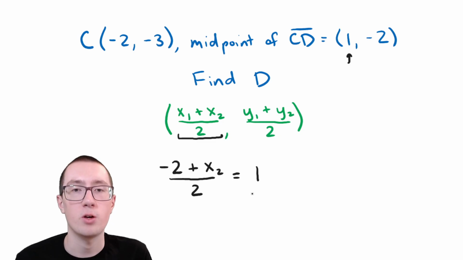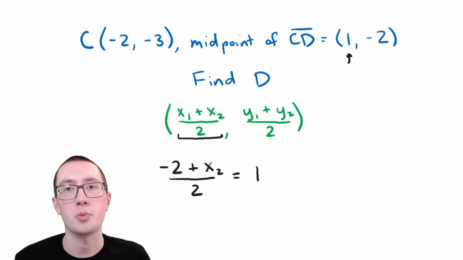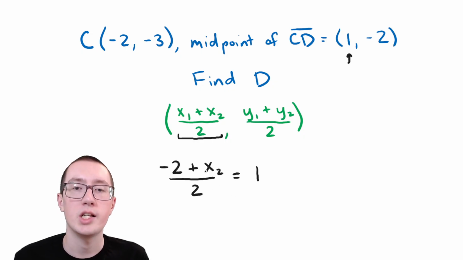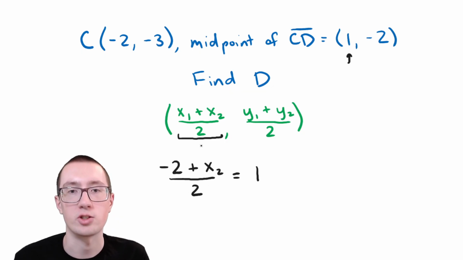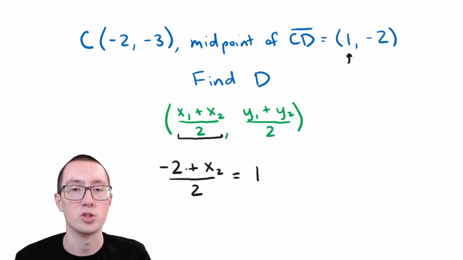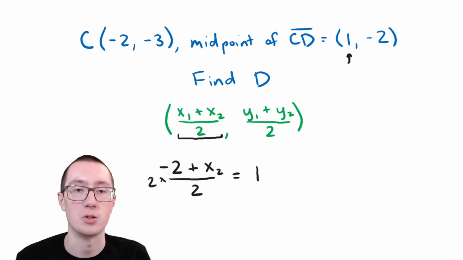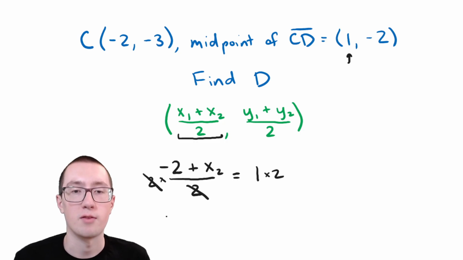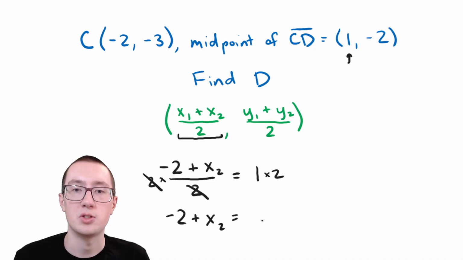And now we can go ahead and solve this just like an algebra problem. Now, if you don't quite remember how to solve for x in an algebra problem, I do have a video on it that you can watch on the card on the screen right now, but I'll also go over it here. Basically, we need to get x2 by itself, but this fraction is in the way. It's on the top of a fraction. So to get rid of this fraction, we're going to do the opposite of division, which is multiplication, and multiply both sides by 2. Because remember that fractions are just the same thing as division. So these cancel out, and on the left side, we just have -2 plus x2, and on the right side, we have 1 times 2, which is 2.